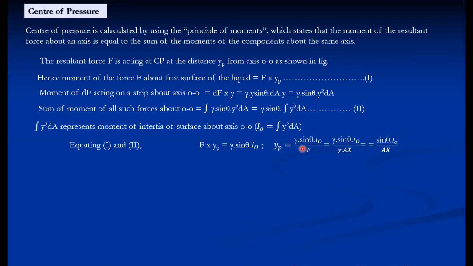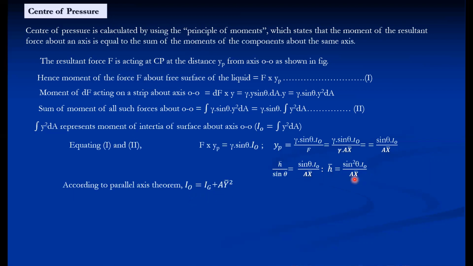Now, if we rearrange the terms, Yp is equal to gamma sine theta I_O upon F. Put the expression of F, that is gamma A x bar. Gamma gets cancelled. It is sine theta I_O upon A x bar. Instead of Yp, from trigonometry, we can put h bar upon sine theta. So h bar is equal to sine square theta I_O upon A x bar.